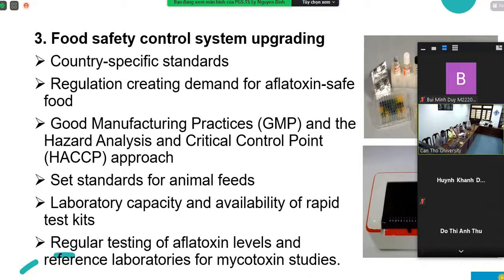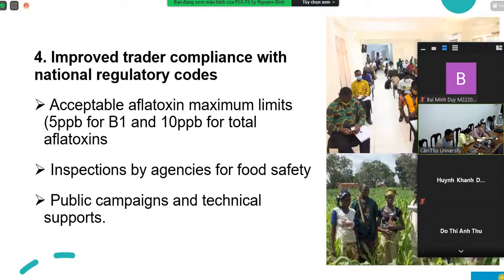There is also setting the standards for animal feeds. There are also laboratory capacity and availability of rapid test kits. There is regular testing of aflatoxin levels and reference laboratories for mycotoxin studies. The picture is showing aflatoxin test tools. Rwanda is also trying to implement improved trader compliance with national regulatory codes.